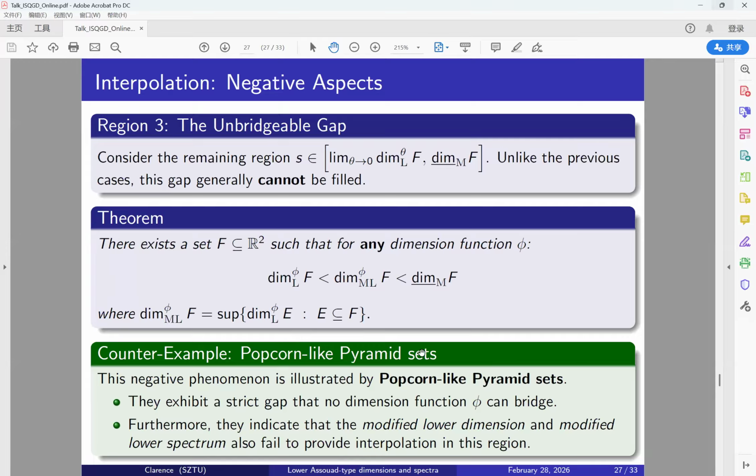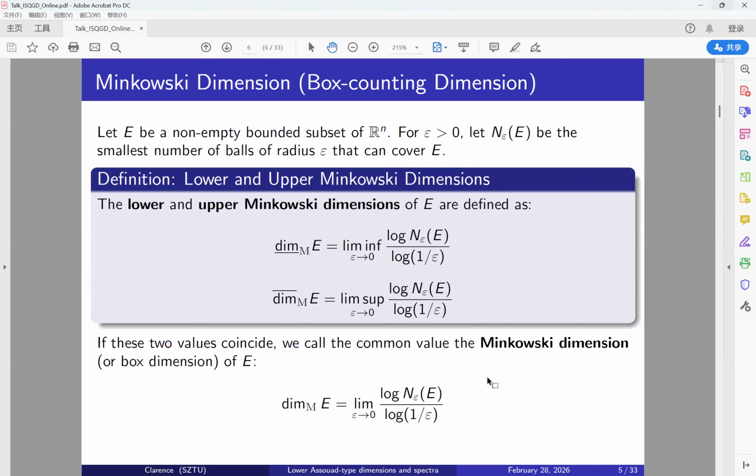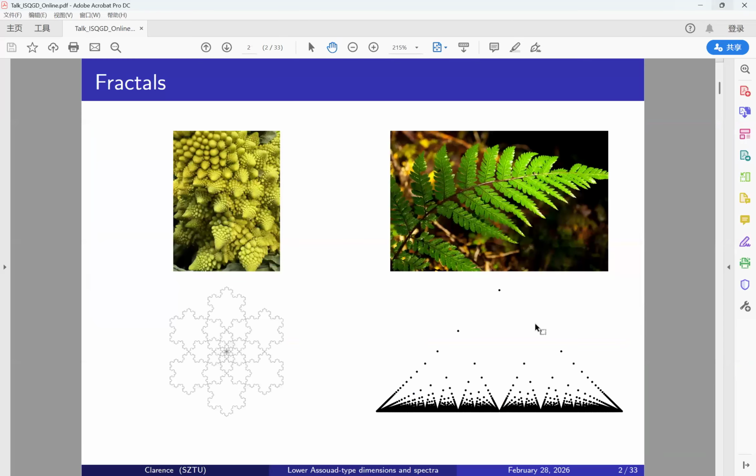What are the counterexamples? The counterexample is illustrated by the popcorn-like pyramid sets, which you can also treat as derived from the original popcorn function. Let's have a look at the first figure. This one is the popcorn graph, the very origin of the popcorn-like pyramid sets. Since we see they are isolated everywhere, if we consider the lower type dimensions, including the lower dimension, lower spectrum or the generalized lower spectrum, they all coincide at 0.